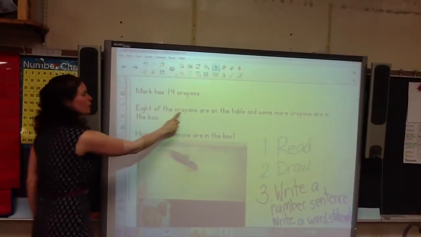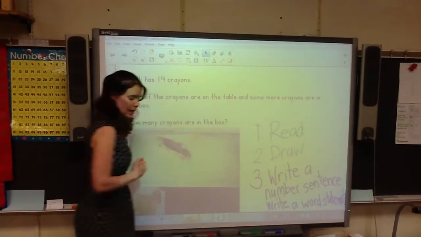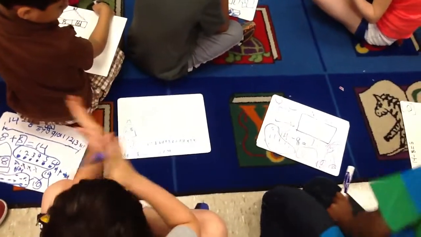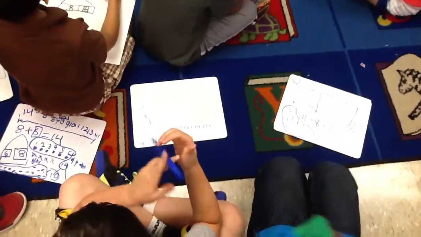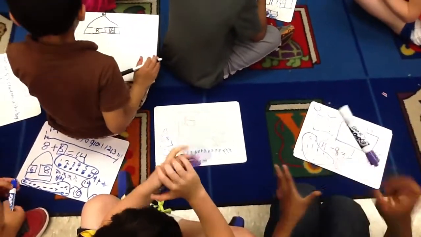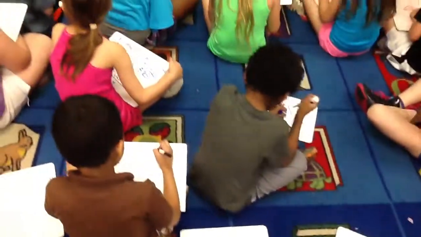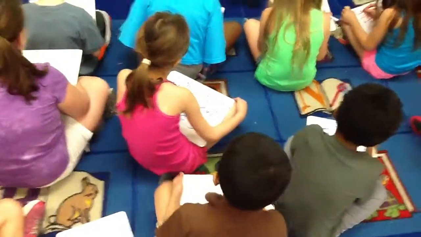8 of the crayons are on the table. Can you find the 8 crayons on the table in your drawing? Are we going to be adding 8 more crayons? No. Or are the 8 crayons a part of the 14? A part of the 14. So let's look inside your 14 and find our 8.